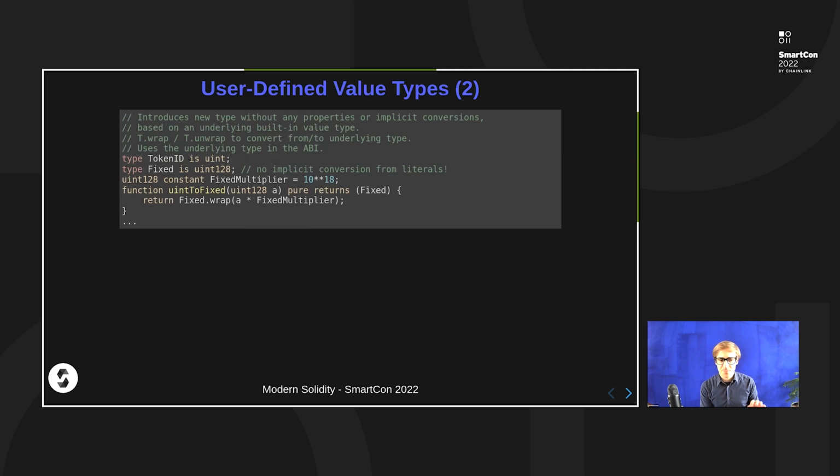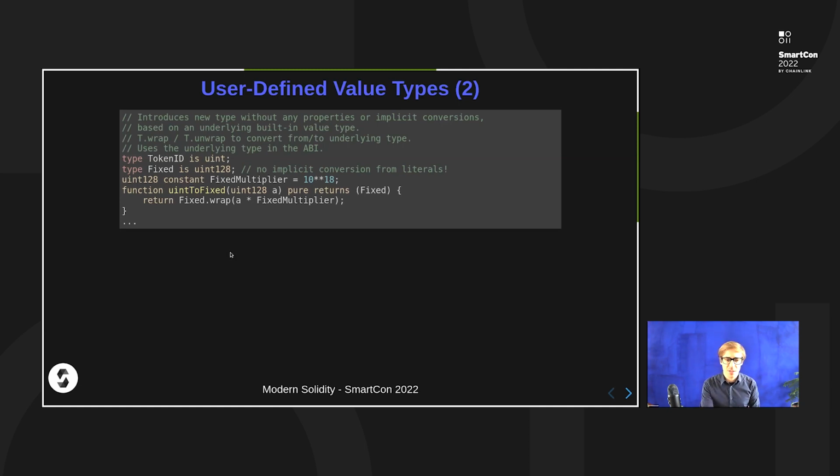It's a completely fresh and new type. It doesn't have any functions. It doesn't have any conversion rules. It doesn't have any operators, nothing. These are all things you can add your own later on. So the only thing that the compiler provides is a specific conversion function between the underlying type and the new user-defined value type. These are the functions wrap and unwrap.